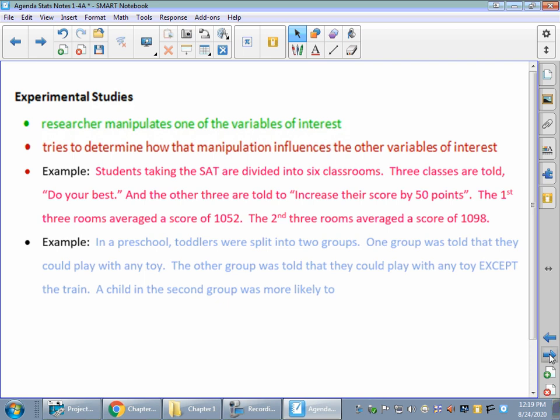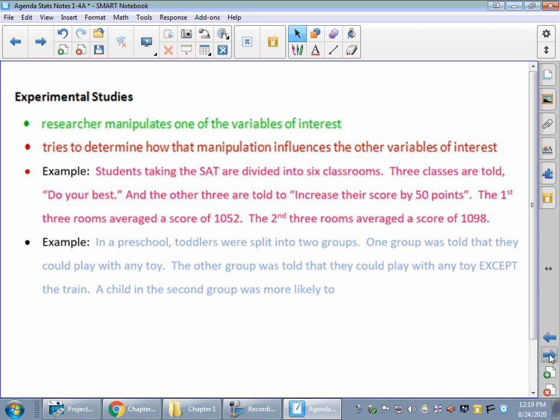So for example, students taking the SAT, you may or may not have taken that yet, are divided into 6 classrooms. Okay, so just like we always do these testing classrooms, 3 of the classes are told to do their best. Good luck, you've got this. The other 3 are told to increase their score by 50 points. Or maybe the other 3 classrooms are given breakfast and a study course the week before. The first 3 rooms scored an average of 1052. The second 3 rooms scored an average of 1098. So a significant difference.